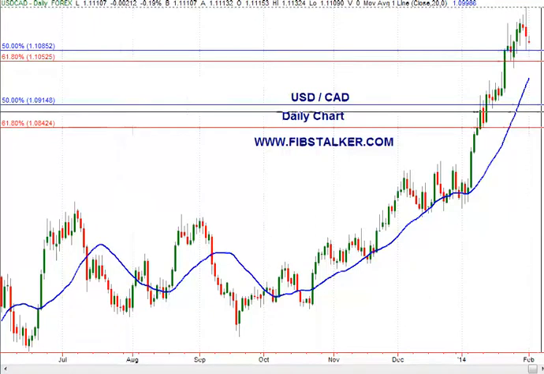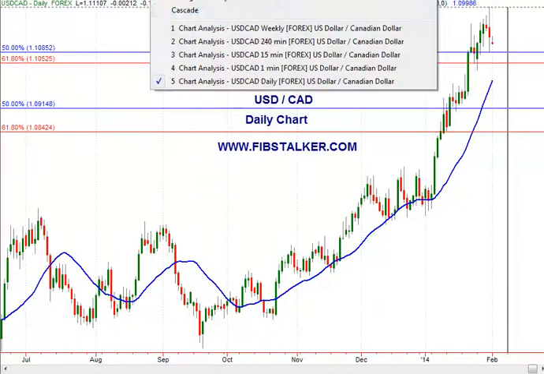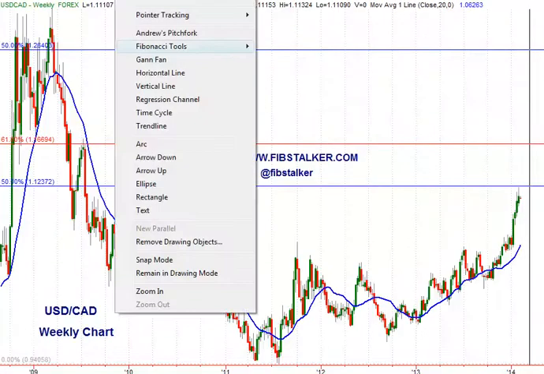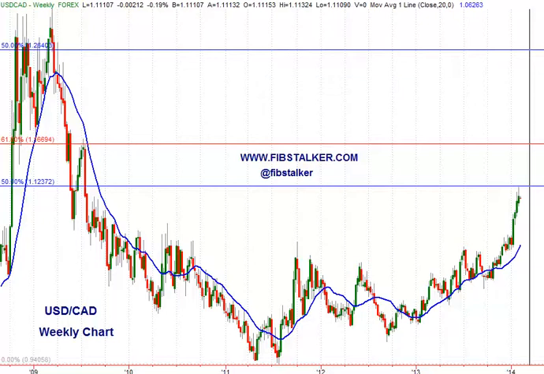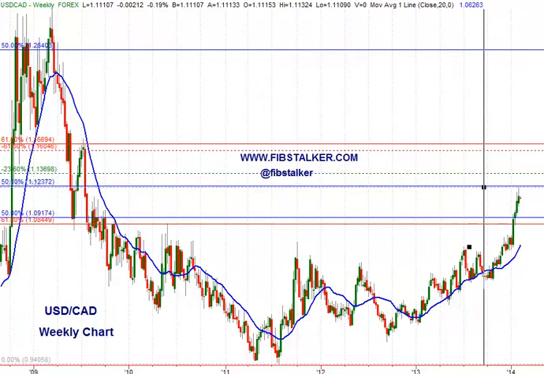So keep in mind there is an opportunity here in the US dollar versus the Canadian dollar, and I want to show on the weekly chart the level that we are going to use is this high to high, which is an extension on the weekly chart.